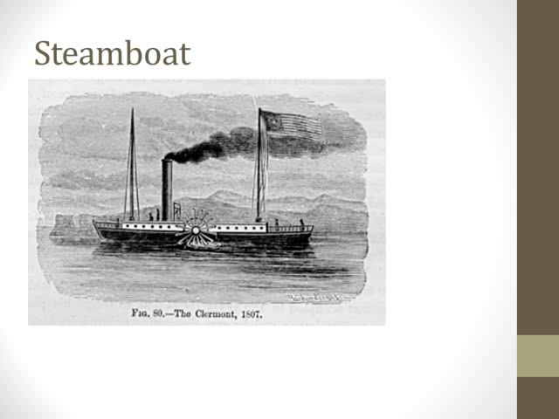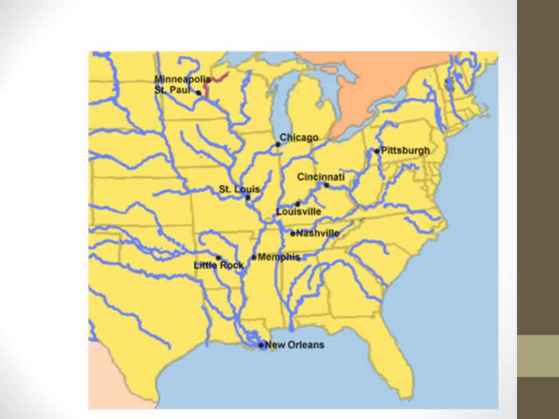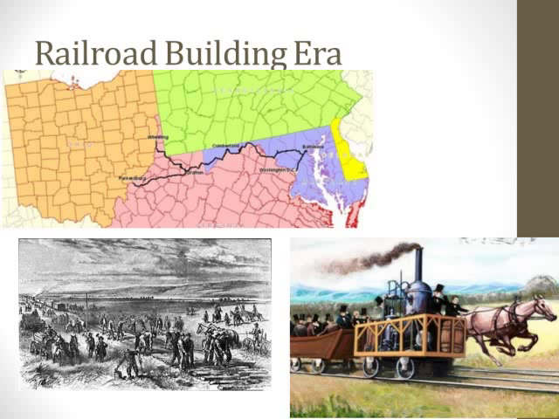Here are all the canals and steamboat routes. And following steamboats was railroads. Did Thomas Jefferson or George Washington have railroads? No. And so you need to know again what came first. Railroad building was 1790s to 1830s. Yep, these connected east and west.